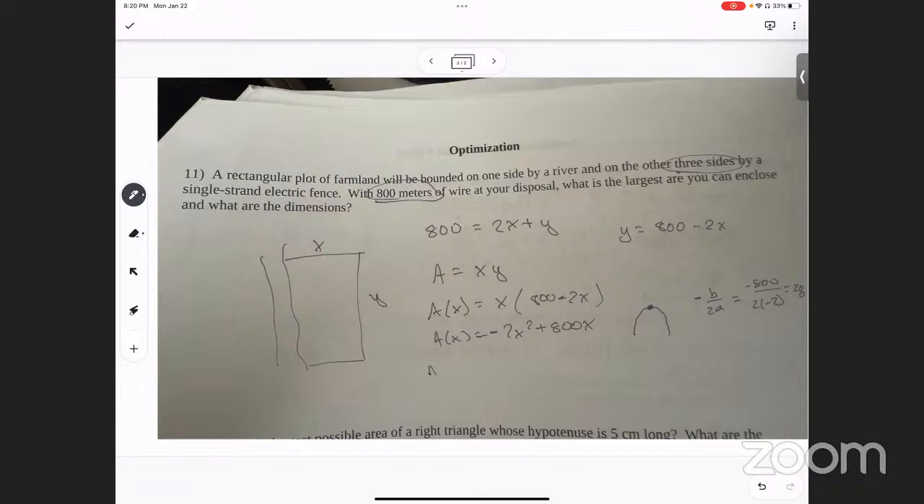But let's do it the calculus way now. So the derivative is going to be negative 4x plus 800. And now we'll set that equal to 0 and solve it.